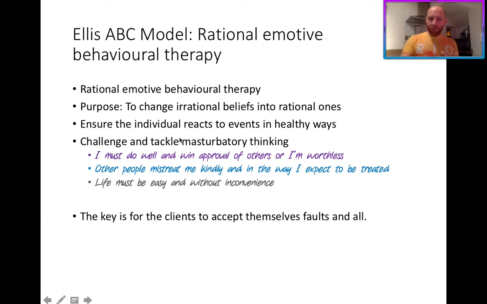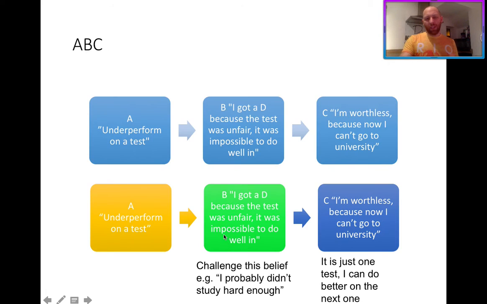So what we do is we must tackle musturbatory thinking in this situation. And remember, these were sorts of things like I must do well, I must have the approval of others, I expect to be treated kindly, life must be easy and stuff like that. The key is for the client to accept themselves, faults and all. So get away from this black and white, I must be a paragon, a perfect being, and say, well, I'm not perfect and I can live with that.